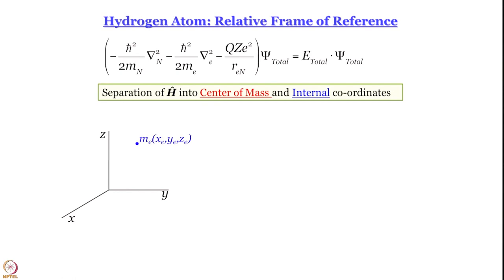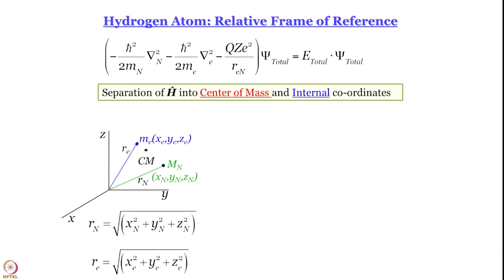Okay. So, let me just show you the definitions and not go through the math. Let us say this is the position of the electron which has mass m_e, this is for the nucleus, this is the center of mass. This diagram is definitely not to scale. So, this is the position vector of the nucleus R_n, the position vector of the electron R_e, and you know how they are defined, the position vector of the center of mass.